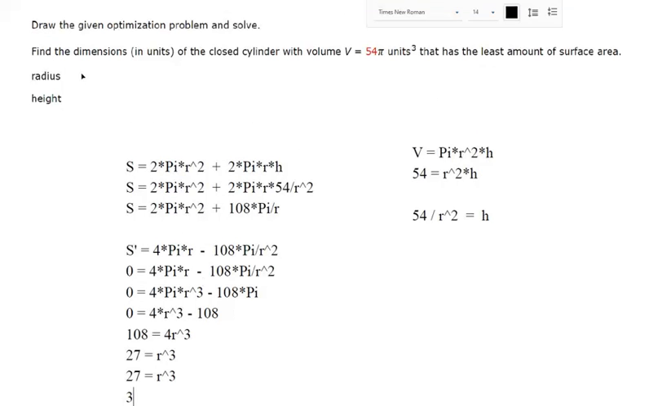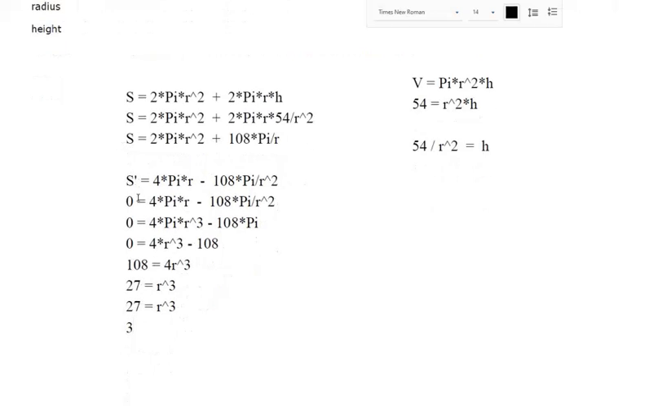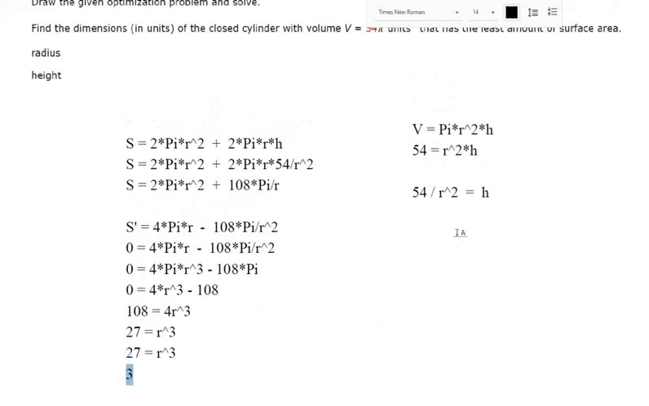So the radius appears to be 3 for the minimized surface area. Remember, this is a critical point. We set the derivative equal to 0 and got 3 for a solution. That means r could be a min or it could be a max, so it's not guaranteed. But if you were to test r equals 2 and r equals 4, you'd see that this is a minimum. And so to find the corresponding height, you can just go over here, plug r in. So 54 divided by 27, which I think is 2. So the radius is 3 and the height is 2.